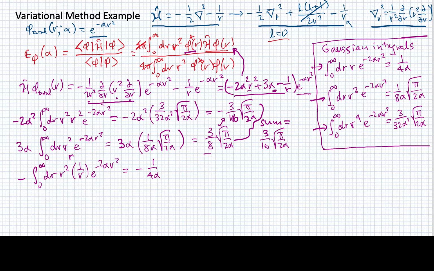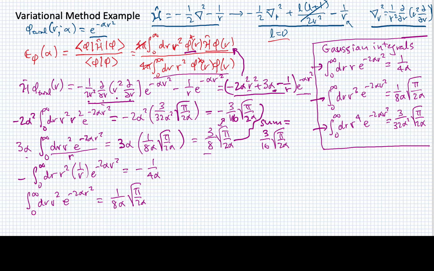So now what this tells me is that I've got one more integral to do. I've got to do the integral down here in the denominator. So let's do that one. I'll have integral dr r squared e to the minus 2 alpha r squared. Well, that's just the same integral that I had to evaluate up here. I don't have the factor of 3 alpha multiplying it, so I will simply have 1 over 8 alpha square root of pi over 2 alpha.